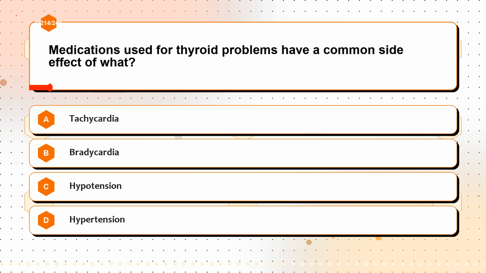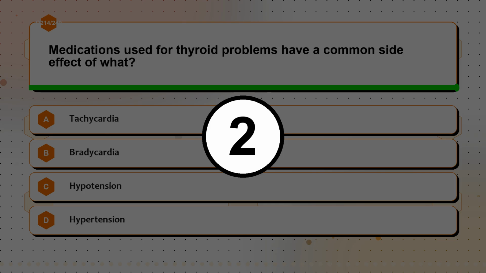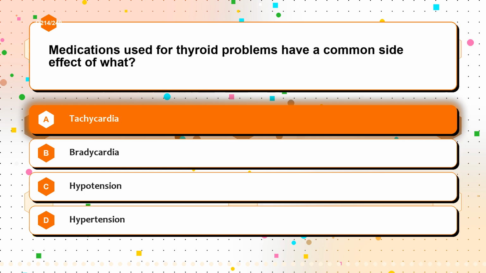Question 214. Medications used for thyroid problems have a common side effect of what? Here are the options. Option A, tachycardia. Option B, bradycardia. Option C, hypotension. Option D, hypertension. The correct answer is option A, tachycardia.